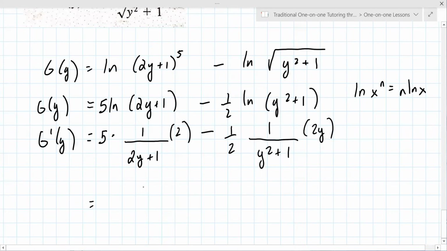So 5 times 2 is 10, 10 over 2y plus 1, minus this 2 cancels with that 2, so you get y over y squared plus 1.